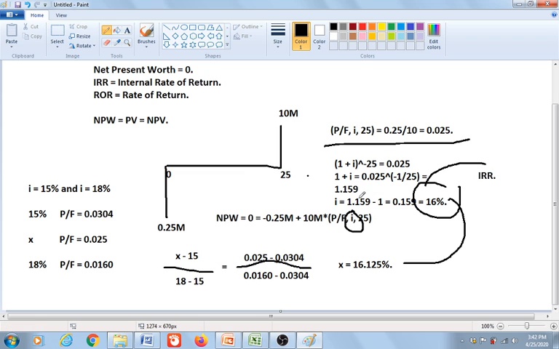So the first one is more accurate, because with method number 2 we use interpolation, and by using interpolation the result will not be that accurate. So that's method number 2. Now method number 3 is by using Excel.